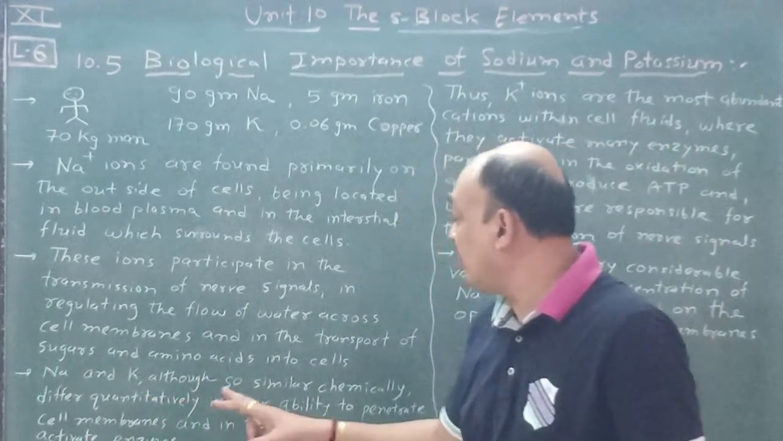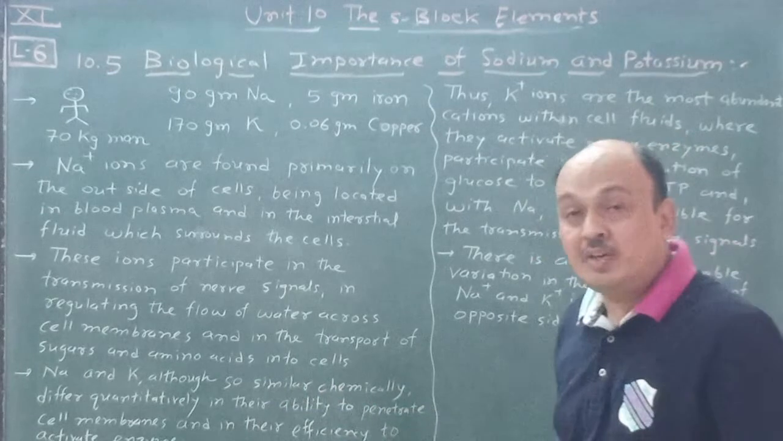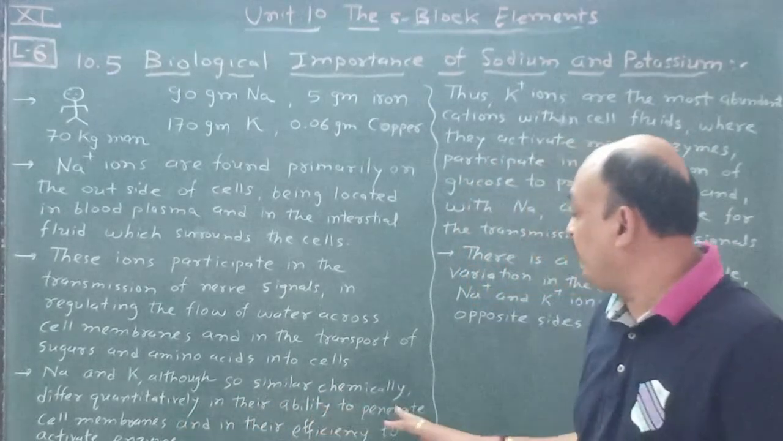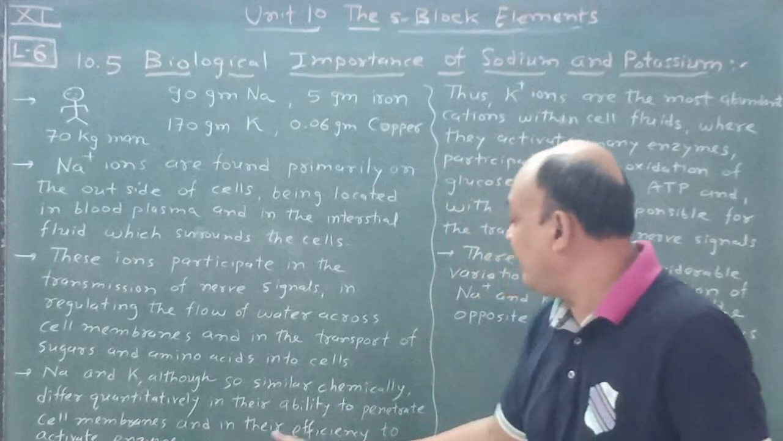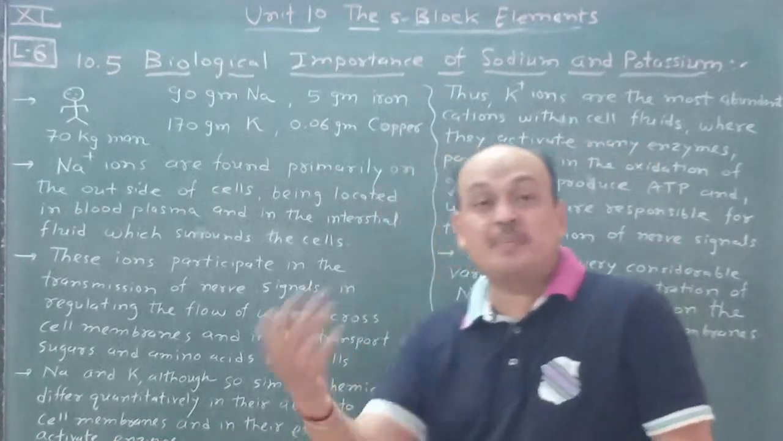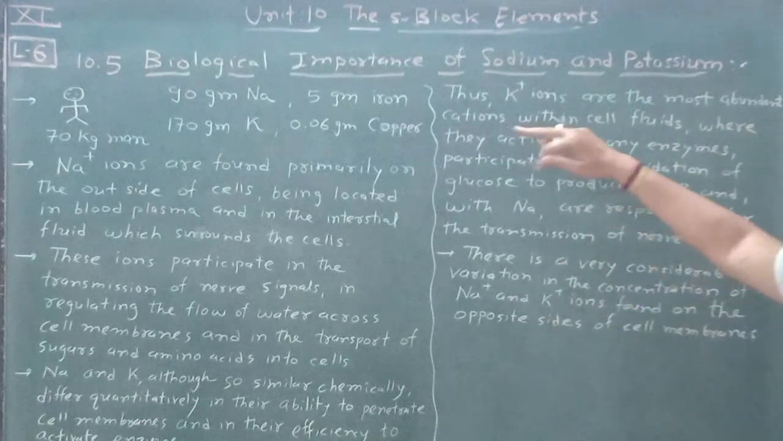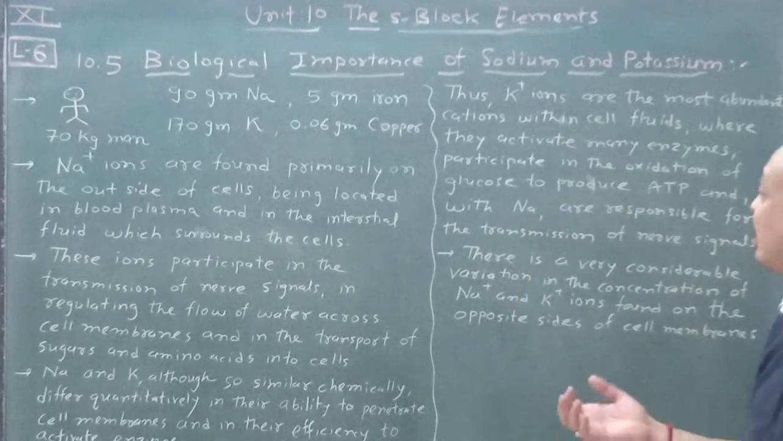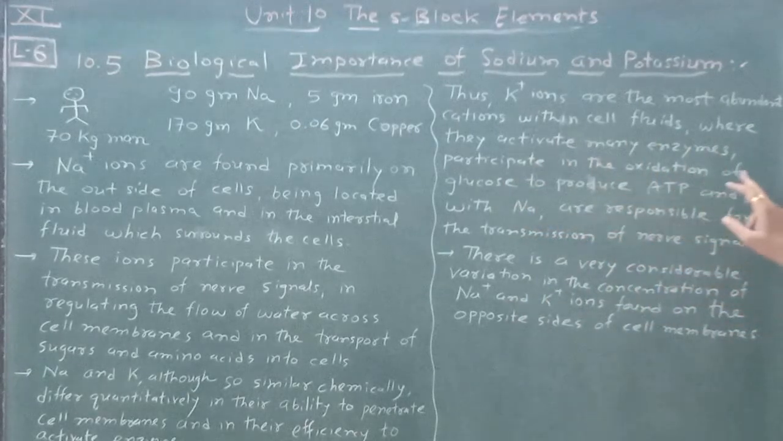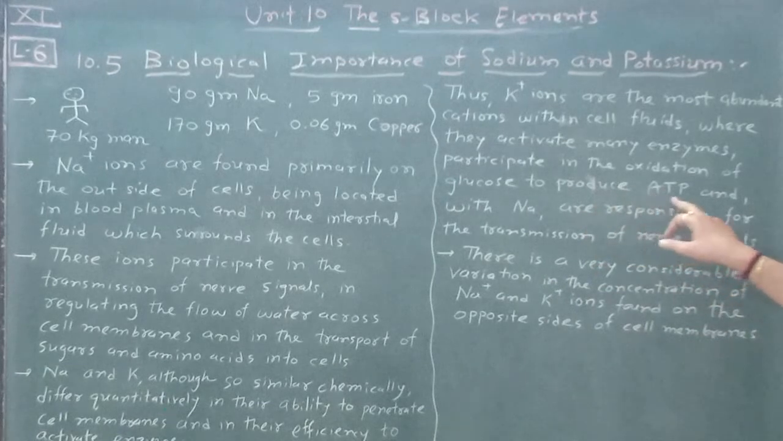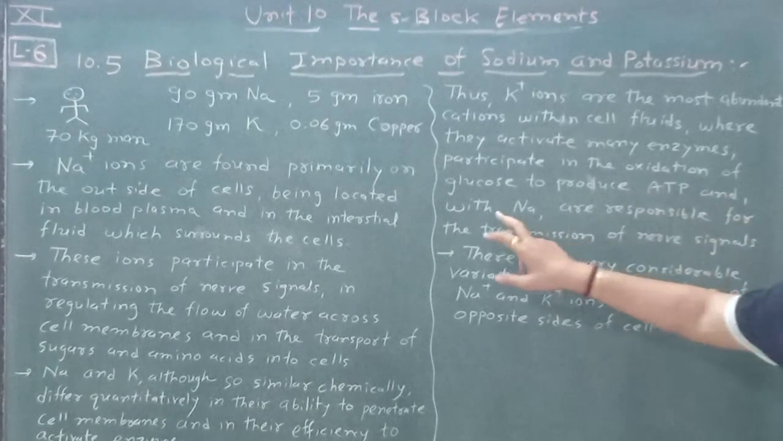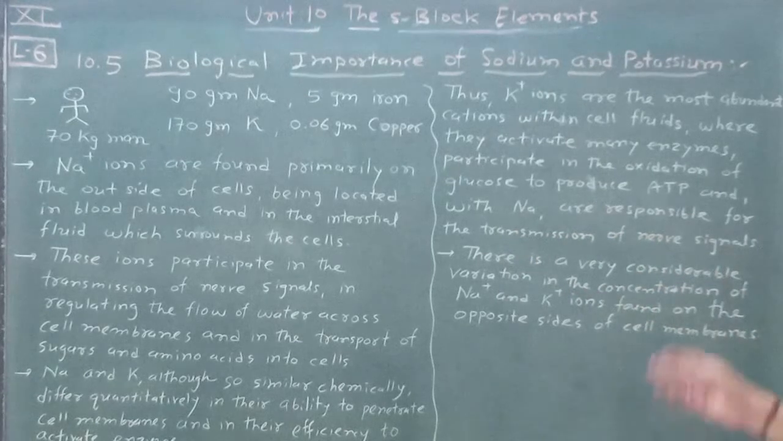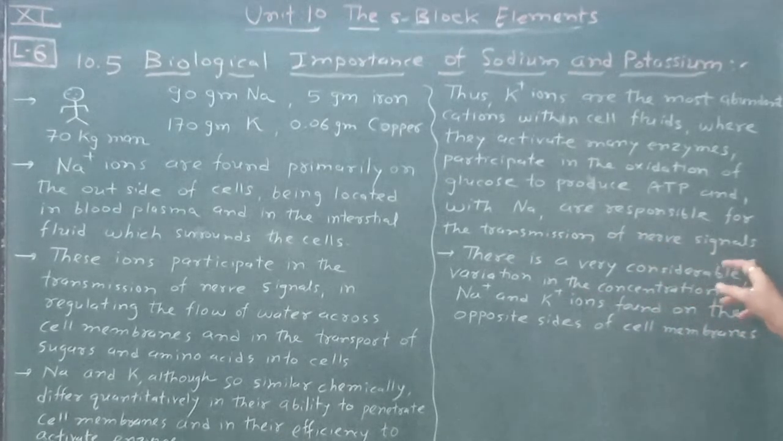Sodium and potassium, although so similar chemically, differ quantitatively in their ability to penetrate cell membranes and in their efficiency to activate enzymes. Thus, K+ ions are the most abundant cations within cell fluids, where they activate many enzymes. They participate in the oxidation of glucose to produce ATP, adenosine triphosphate, and with Na+ are responsible for the transmission of nerve signals. Okay, this is very important.